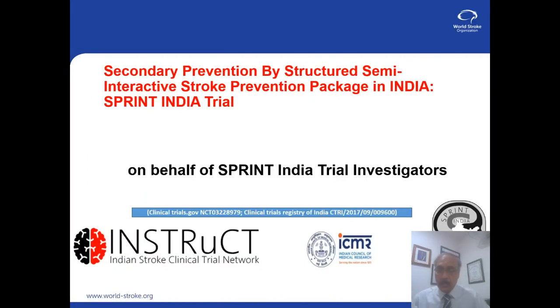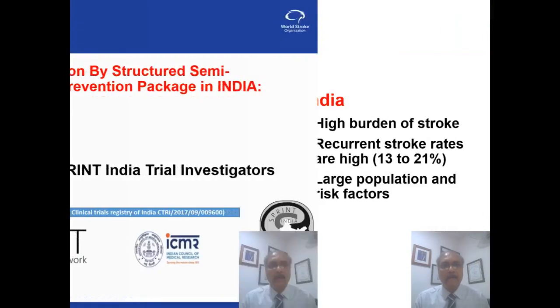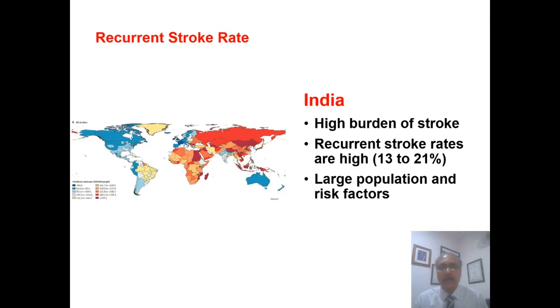So moving on to a larger randomized controlled trial, what we call the SPRINT trial, the Secondary Prevention by Structured Semi-Interactive Stroke Prevention Package in India. This was done in the Indian Stroke Clinical Trial Network with support from ICMR. I presented the results in the large clinical trial section of the ESOC conference that was held in May last month. There's a high burden of stroke in our country, more so in recurrent strokes.